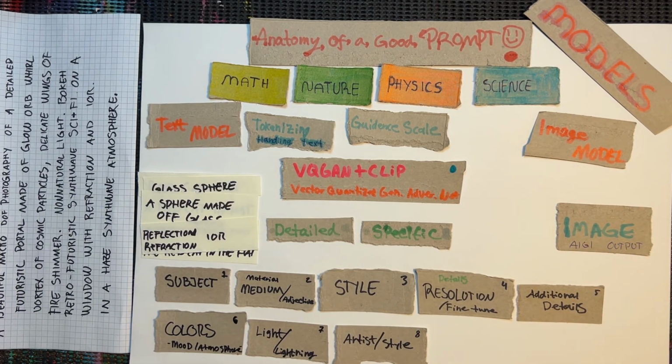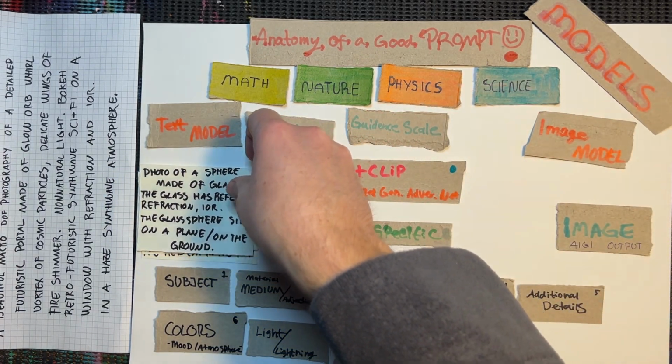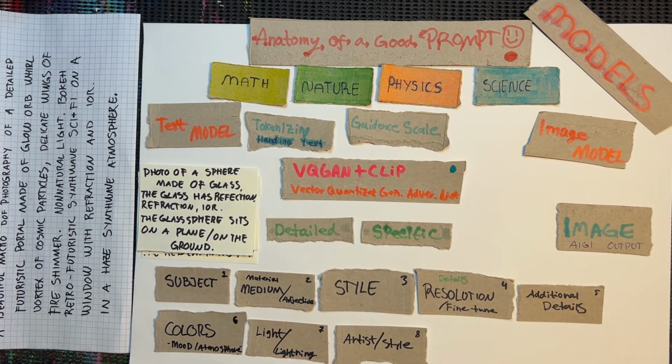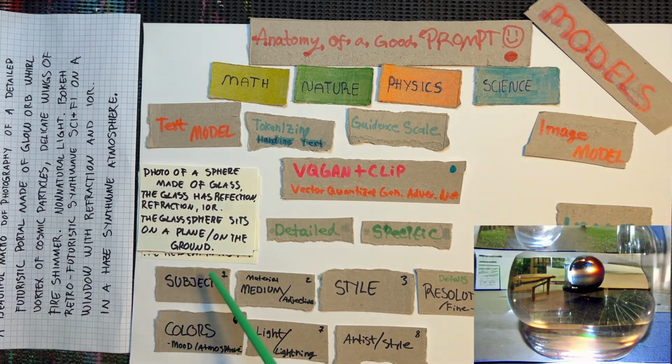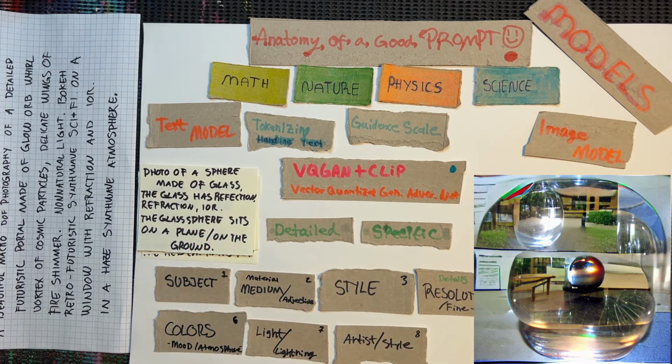Interesting. I was still with VQGAN clip, and I was getting crazy because it took so long, but I read a lot, and my final prompt was: photo of a sphere made of glass. The glass has reflection, refraction, index of refraction. The glass sphere sits on a plane or on the ground. I was experimenting with "sit", because sit is more like an animal.